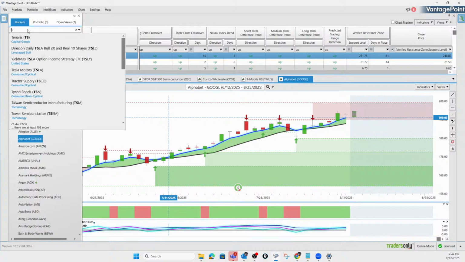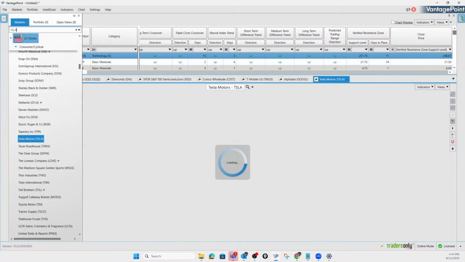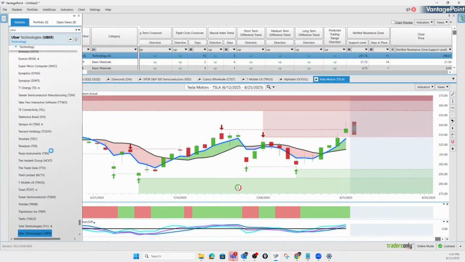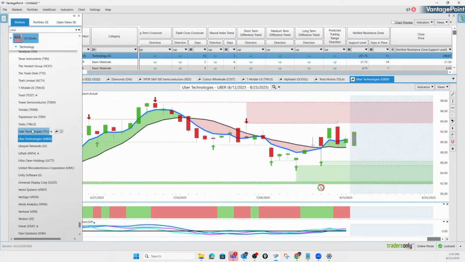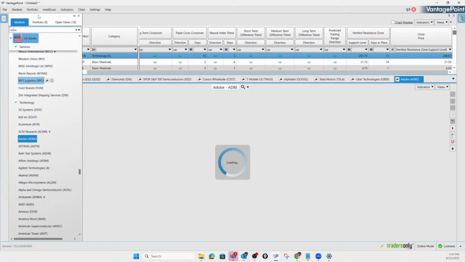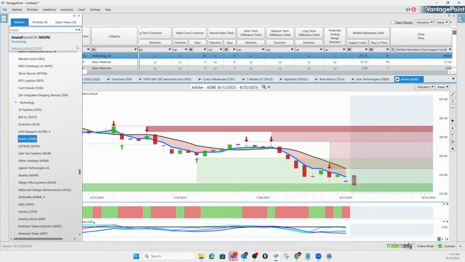Someone asked about Tesla. I should have known. I usually have Tesla pulled up anyways, but certainly let's take a look. Here's Uber. Thank you, Mo. We'll look at Uber. Joanne, Adobe, right? I appreciate the ticker symbols. Trust me, I know how to spell ticker symbols better than I do company names at this point. Anybody else feel that way?